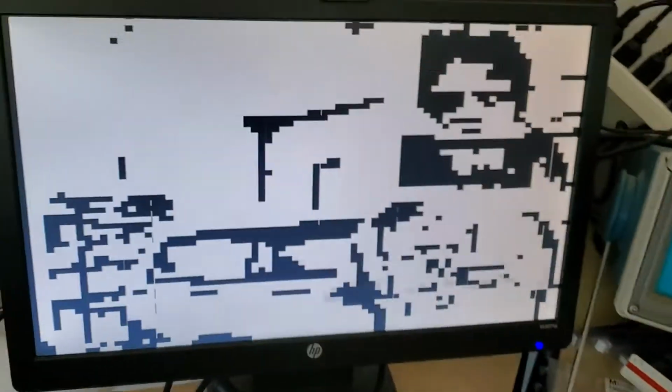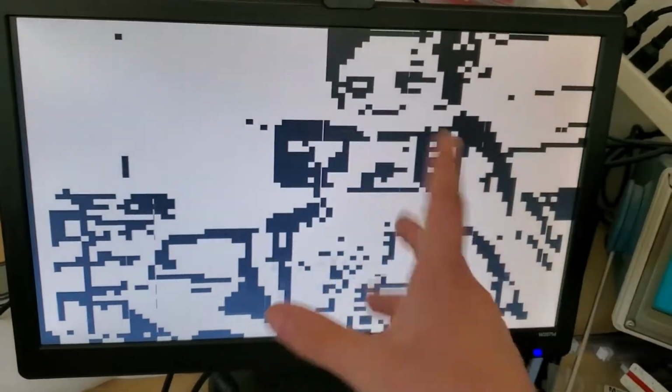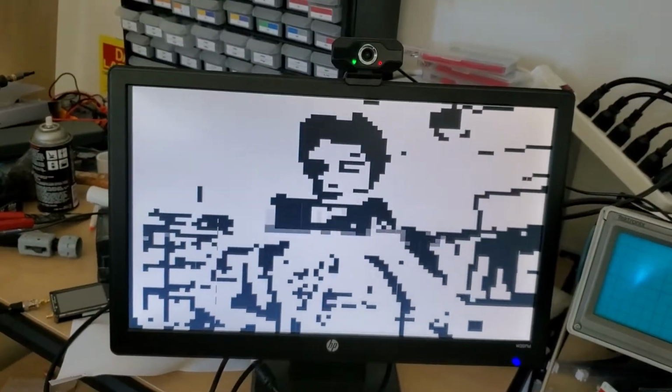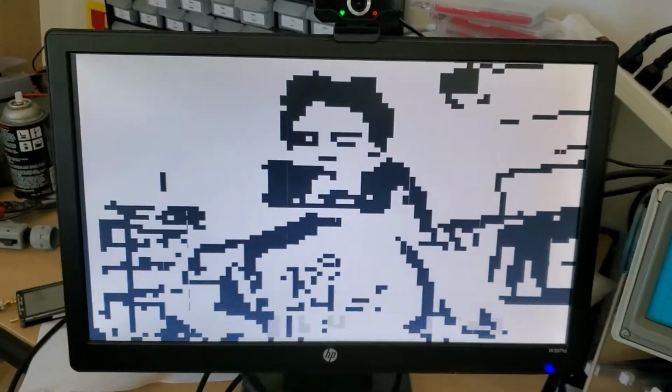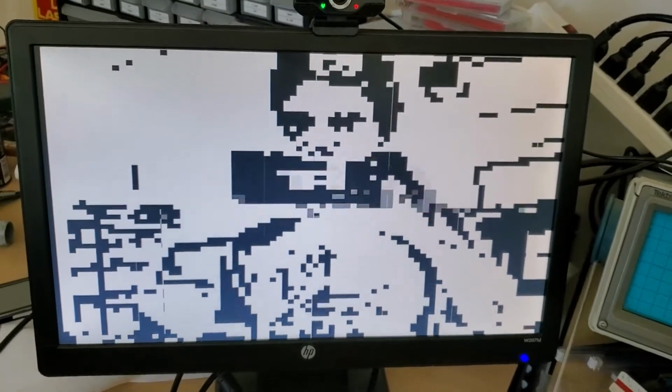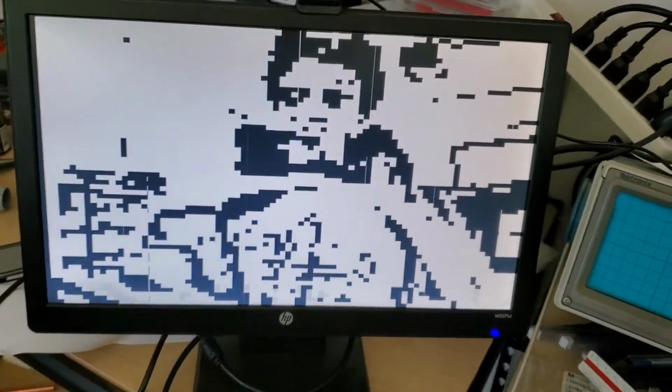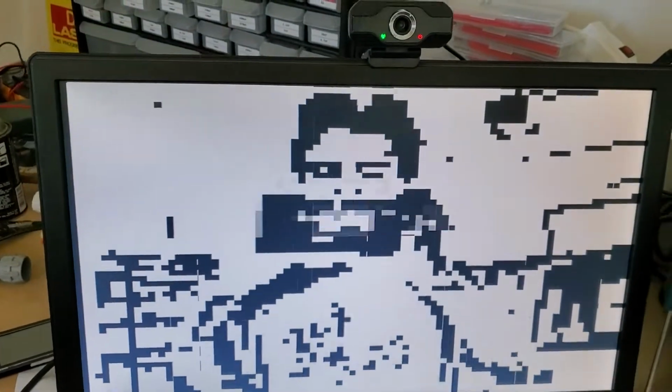So it's 80 by 60 pixels, and it's upscaled to 640 by 480 for the VGA standard. So this monitor thinks it's receiving a 640 by 480 pixel signal, but I really trick it into basically displaying an 80 by 60 pixel signal.